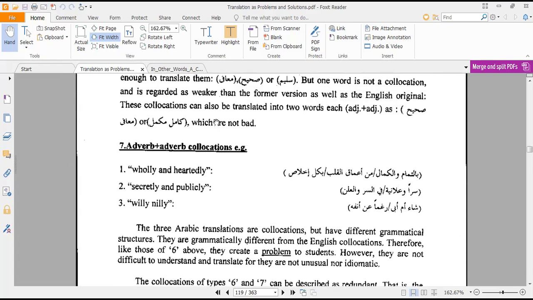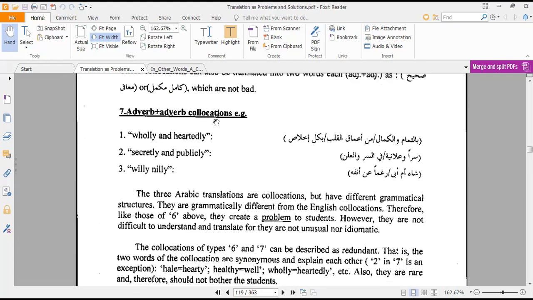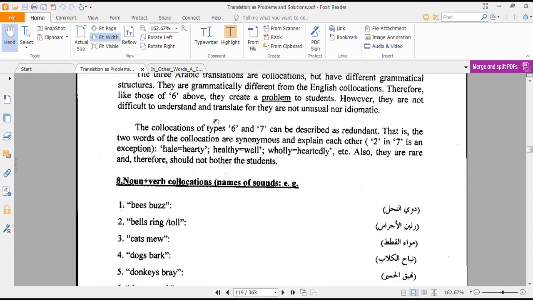طيب نجي للنوع السابع, seventh type, adverb plus adverb collocations. In this strategy we have two adverbs that come together. For example, secretly and publicly. Secretly جاي من السر, publicly جاي من العلانية. سرا وعلانية. وبالتالي هنا secretly is an adverb, also publicly is an adverb. When the two adverbs come together, we sometimes use and to separate, or to clarify that we add something else or something new.